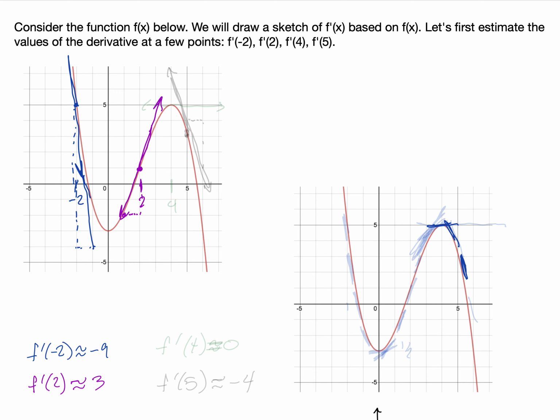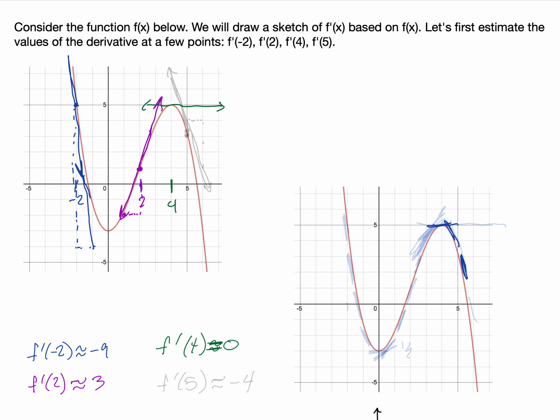What else do we want? We want the derivative, or the slope of the tangent line, at x equals 4. So here is 4, and here is the tangent line to the curve at that point. We see that the slope of that curve is 0. The change in y over change in x is 0 because there is 0 change in y. So f prime of 4 is 0.